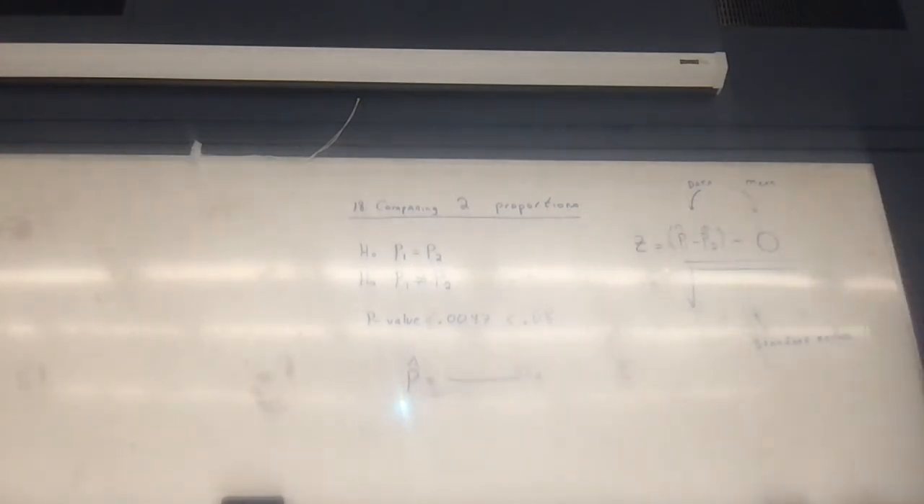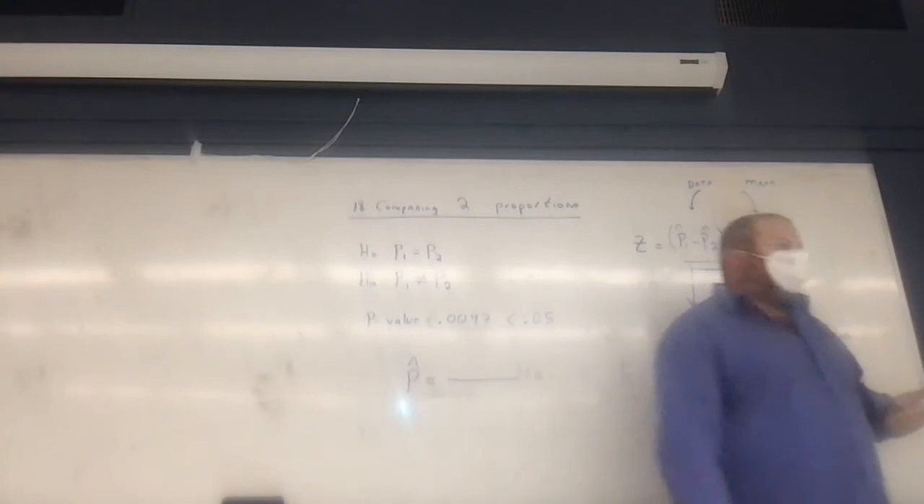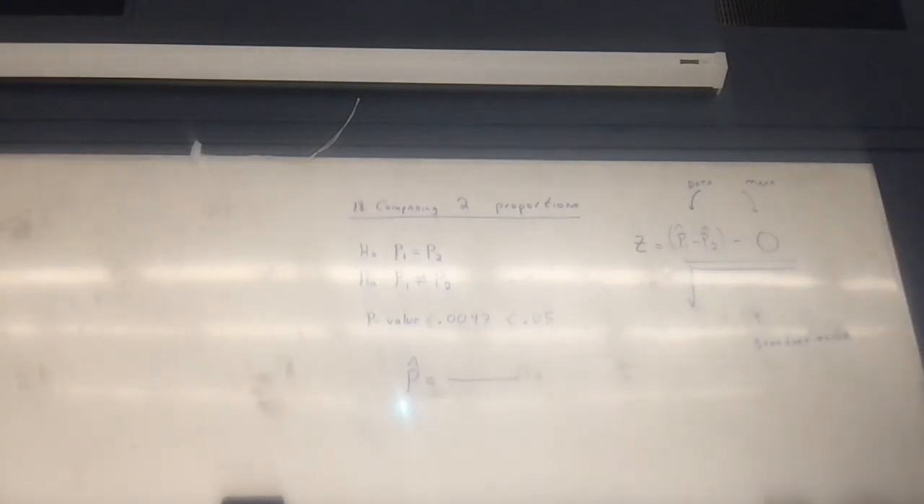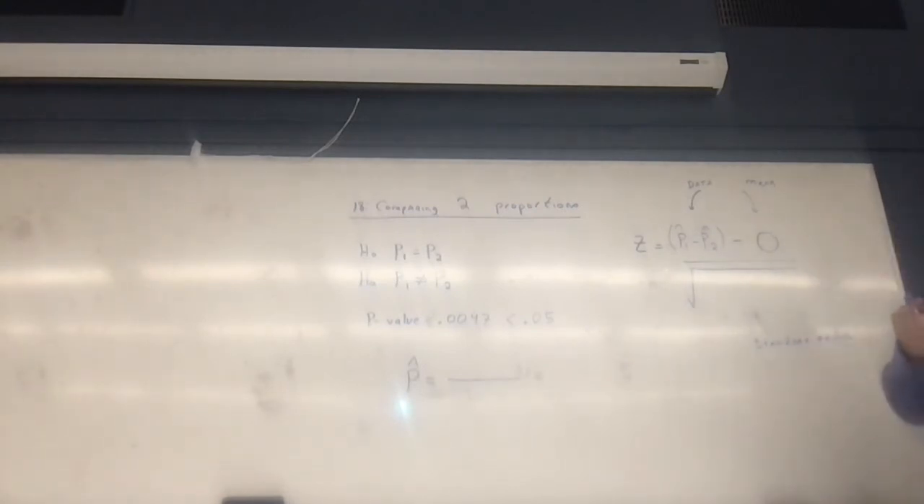We compute P hat. Now, for one proportion, P hat was simple: number of successes over number of trials. But now we have P1 hat and P2 hat, the proportion for the first sample and the proportion for the second sample. So how do I get P hat now? You get the P hat of both of them and then divide them.